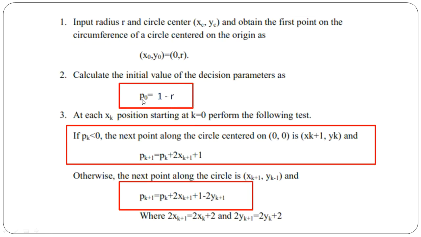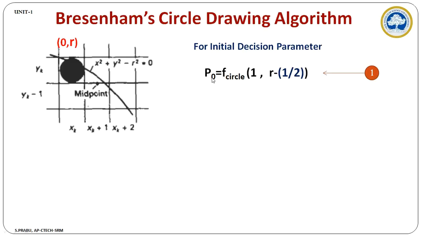This is called the initial decision parameter. From the circle equation, the initial decision parameter can be written like this. The next x coordinate value is always 1 because we are taking the starting point as (0, r). Initially, the x coordinate value is 0 only. The next x coordinate value is always 1 only. So the initial decision parameter predicts the next x coordinate value as 1.